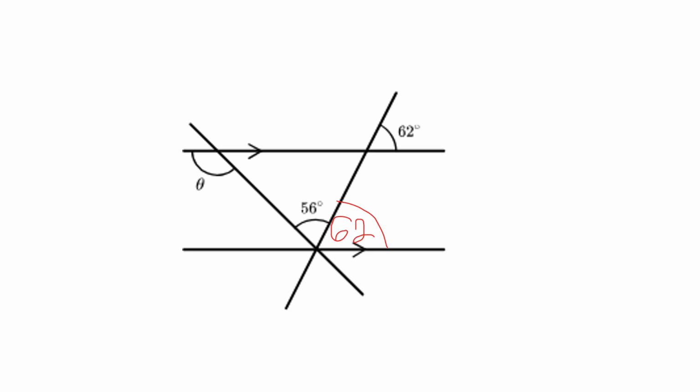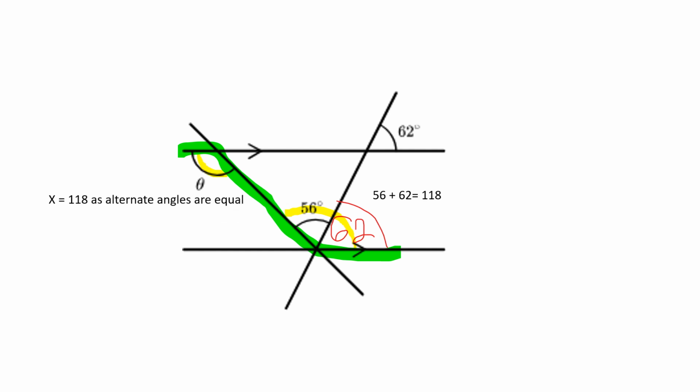So now if I look at this theta, this missing angle, I can spot an alternate angle there with that other line. But that is the entirety of this angle, so I need to add them together first. If I add them together, the entirety of that angle is 118. So that means the entirety of this angle will also be 118 because alternate angles are equal.